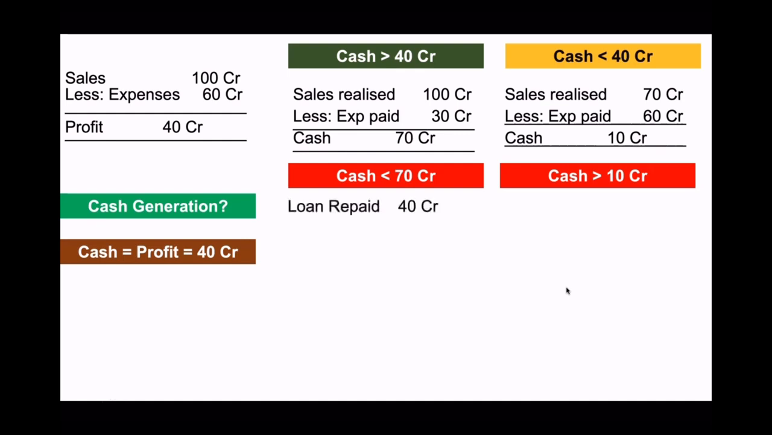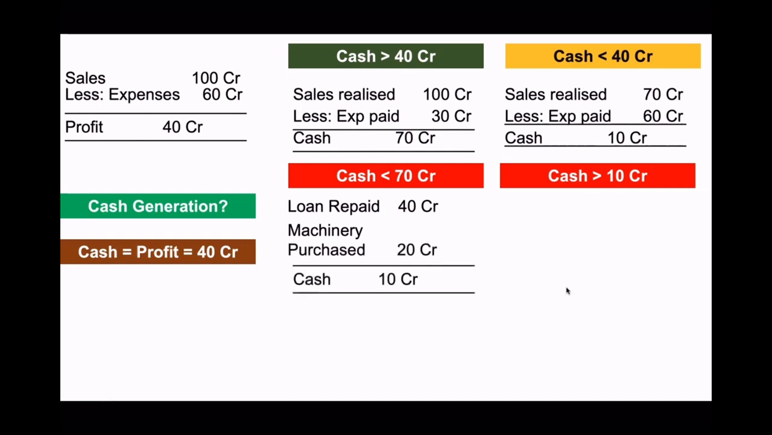How? Let's say a loan of 40 crore has been repaid. Some machinery has been purchased for 20 crore. It means out of 70, 60 crore has gone. So what is the cash position? It is now only 10 crore.